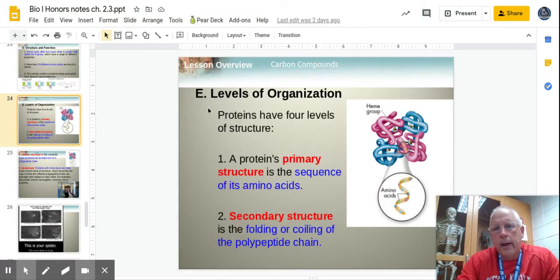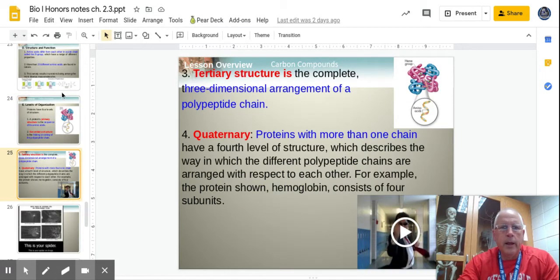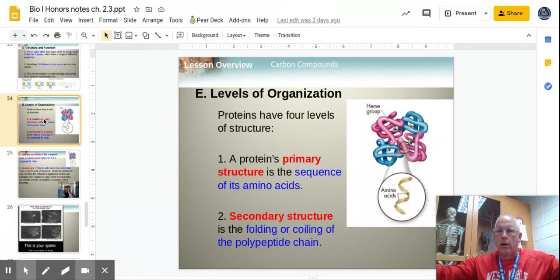Okay. You got 4 levels. You got primary, which is basically just putting amino acids in a train car, hook them one after another, and the sequencing will change, and that will change the look of that protein. So that's called primary, just straight lined, putting amino acids in order.